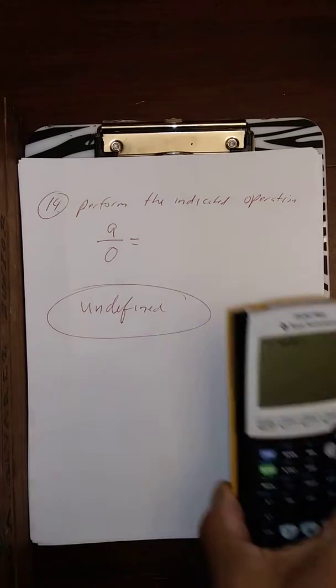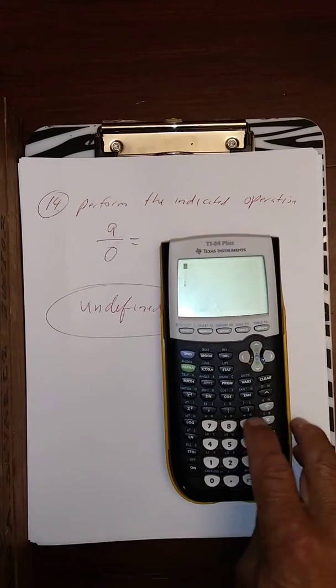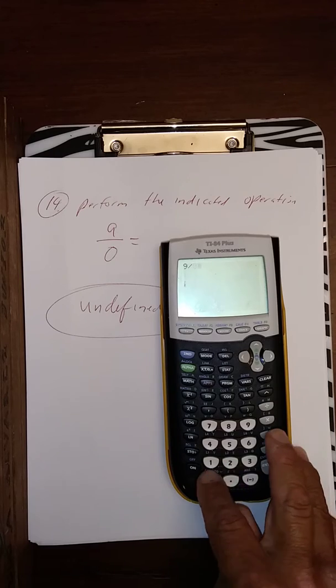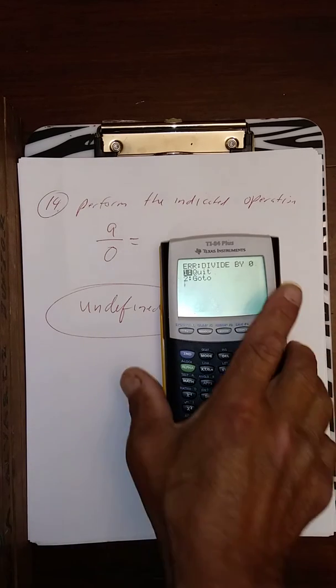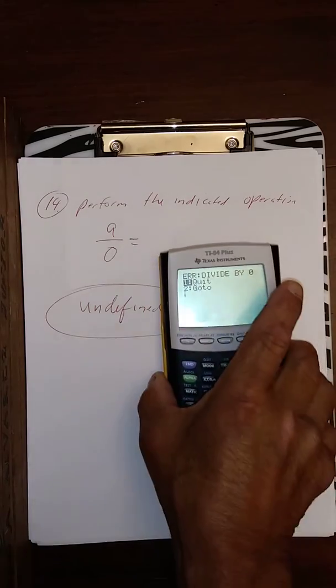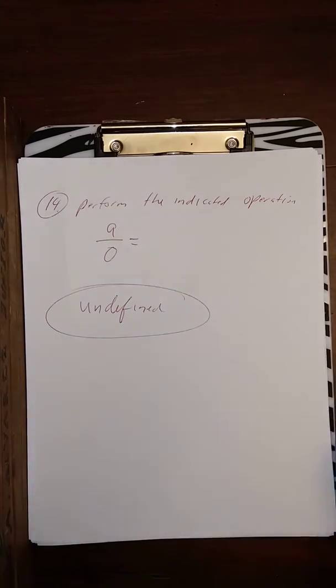Nine divided by 0. Let's put it in the calculator. 9 divided by 0 is undefined. And I divide by 0. Okay, that's fine.